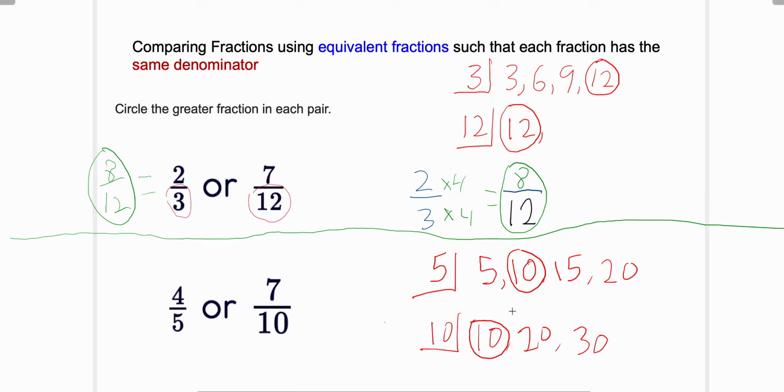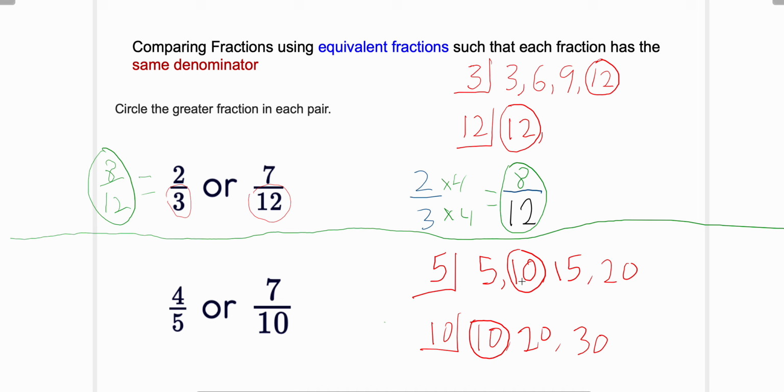Yes, it is true that I can also use 20. I can also use 30, because 30 is also a multiple of 5. The point is, you should use a common multiple. It doesn't necessarily have to be the least common multiple, but it is recommended that you use the least common multiple. So in this case, it's going to be 10.